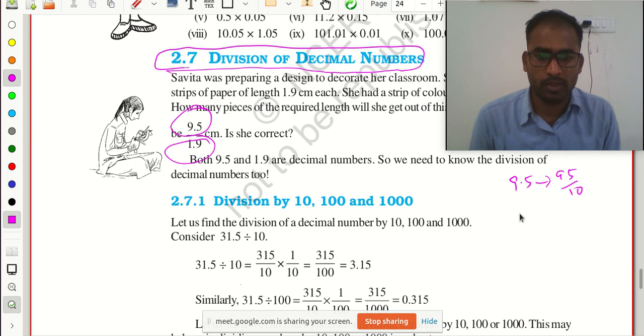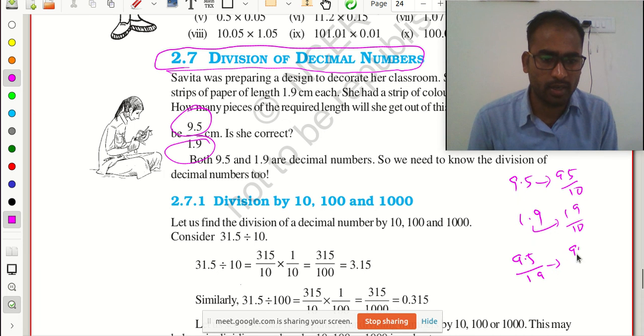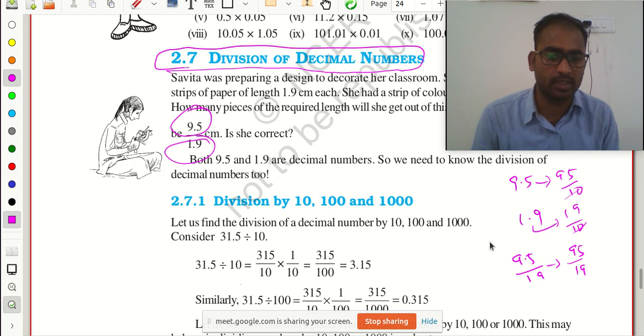Then this 1.9 I can write as 19 by 10. So this 9.5 division with 1.9 I can write as 95 by 19. Why? Because this 10 will get cancelled. So this point and this point will get cancelled, and I can write this as 95 division with 19.